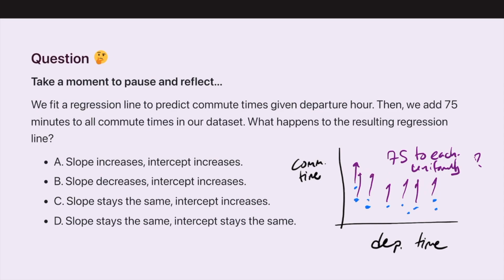We also know that the intercept can no longer stay the same because we're adding 75 minutes to our commute time. Departure time is not changing at all. We're only adding it to the commute time, so all these values are moving up 75 units along the y-axis. Therefore, our correct answer here would be C. This is a nice, thoughtful question to think about.